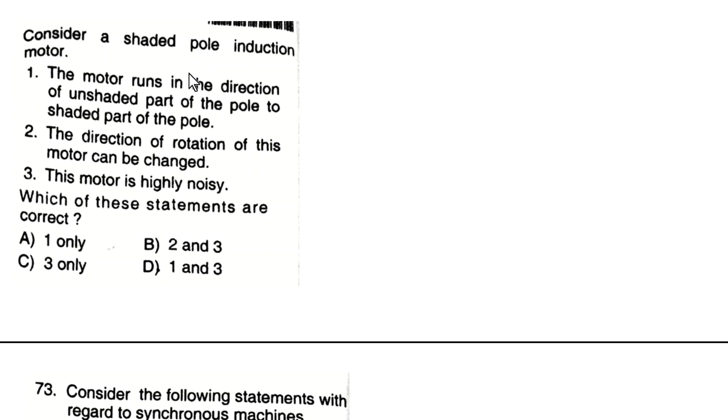As the air gap flux magnitude is not a constant, there is an unbalanced rotating magnetic field, so the motor is going to make some noise here. So among this, correct statements are 1 and 3 here. So 1 and 3. Why? Because the direction of rotation of this motor cannot be changed once the design is fixed here. Okay.